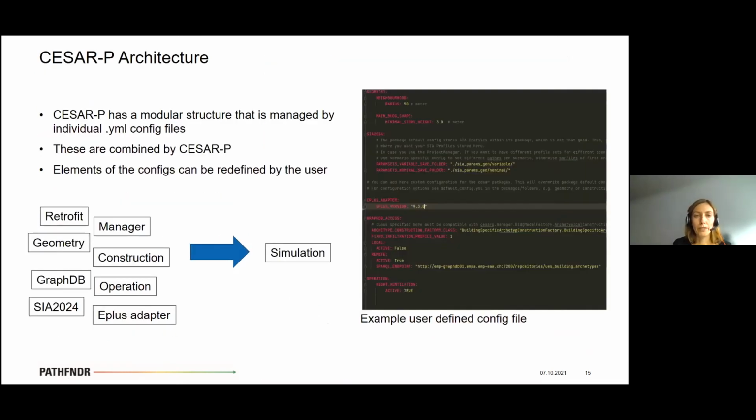Okay, that was a bit of how you can use it. Now a couple of slides on the architecture of CESAR-P. It's quite a modular structure, which is managed by individual YAML config files, where you see some examples here. And CESAR-P is combining them basically. And you see here on the right side, for example, what parameters you could change: the radius of the building surroundings taken into account, how many buildings should still be simulated if you have your main building in the middle, building heights. These are parameters which you can change, so it's quite easy to adapt certain things.